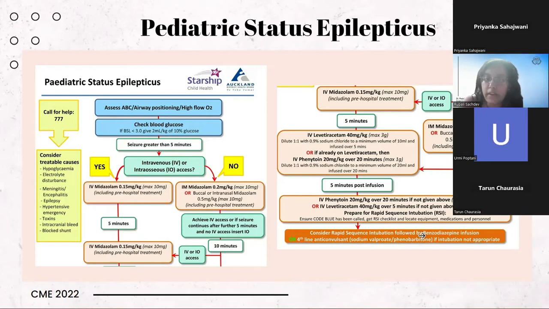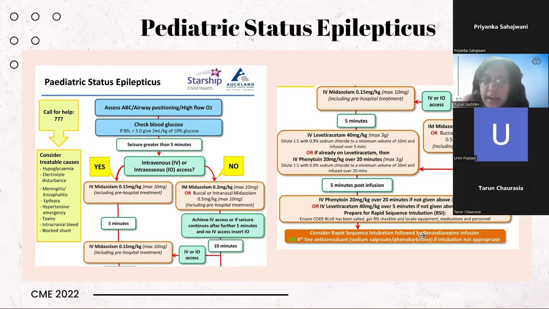What you can do is give intraosseous access. That is usually below their knee, near their shin. You can give an injection directly. So if you have access, you can give IV midazolam 0.15 milligram per kg. This can be done even outside the hospital, so paramedics can give midaz outside the hospital. If you don't have intraosseous or IV access, you can give buccal, intranasal or rectal. Even rectal diazepam is used very commonly in children. So you can use buccal or intranasal midazolam 0.5 milligram per kg.